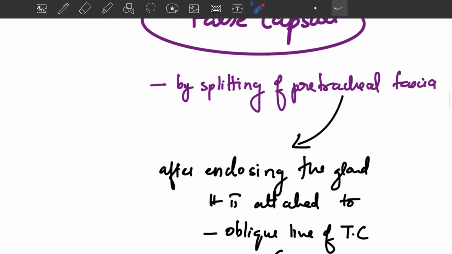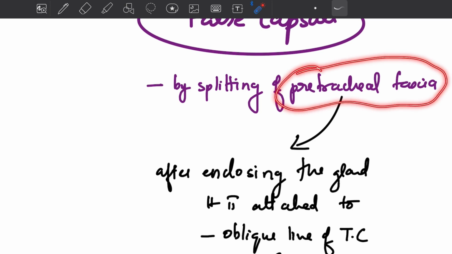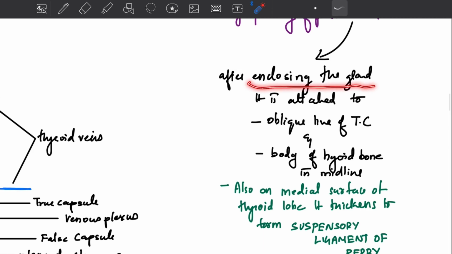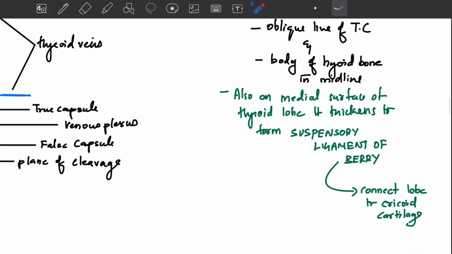Out of which the pretracheal fascia splits to form the false capsule, and after enclosing the gland it is attached to the oblique line of thyroid cartilage and body of hyoid bone in the midline. Also on the medial surface of the thyroid lobe it thickens to form a ligament called the suspensory ligament of Berry, which connects the thyroid gland to the cricoid cartilage.